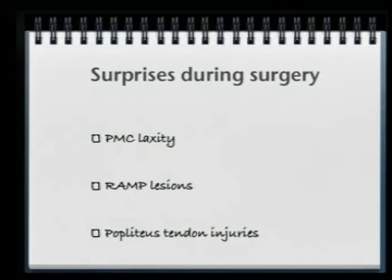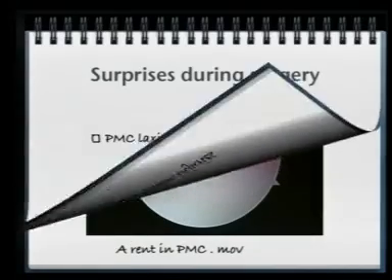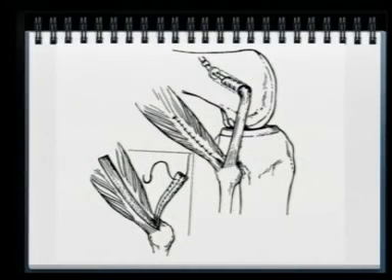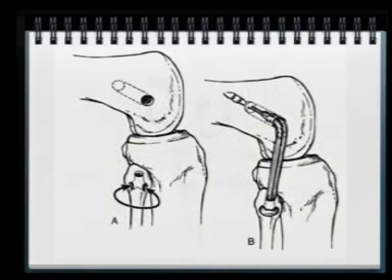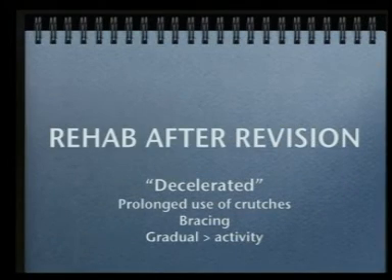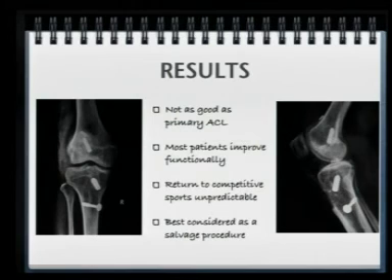One should be aware of various surprises that one can encounter during revision surgery. You could have PMC laxity, ramp lesions, popliteus tendon injuries, and these need to be addressed. One must be conversant with the various extra articular procedures that may have to be done at the time of revision ACL. You should have all kinds of fixation devices. Rehab should be properly planned.